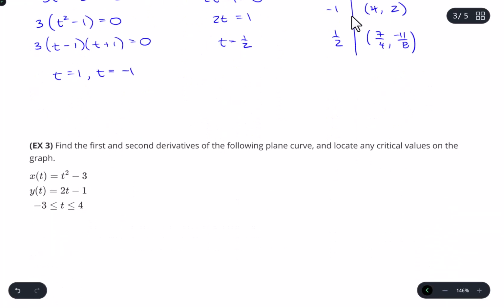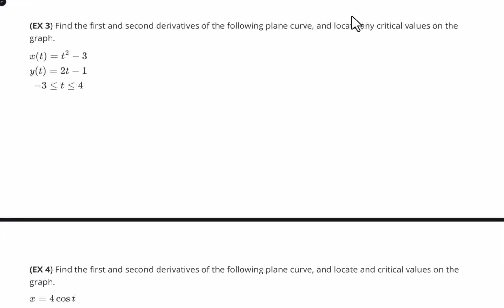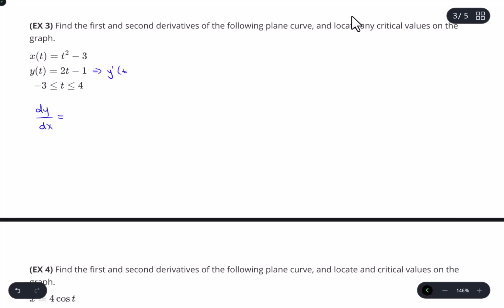All right, let's try another example. We want to find the first and second derivatives of the plane curve and then locate any critical values that are on the graph. So first and second derivatives, so we'll start there. So the first derivative is always pretty straightforward. It's dy/dx and is literally the derivative of the y component, which in this case would be 2, divided by the derivative of the x component, which in this case is 2t. So this results in just 1/t.